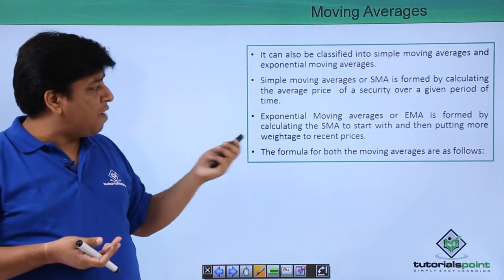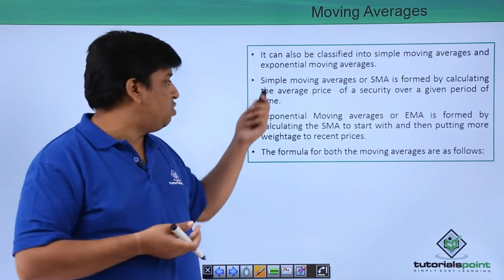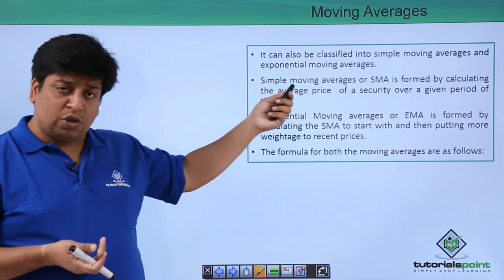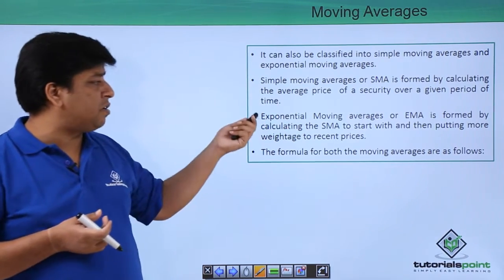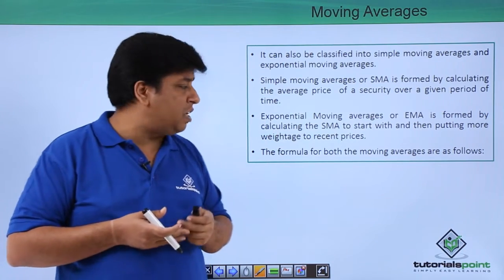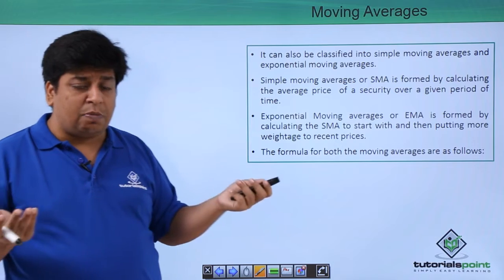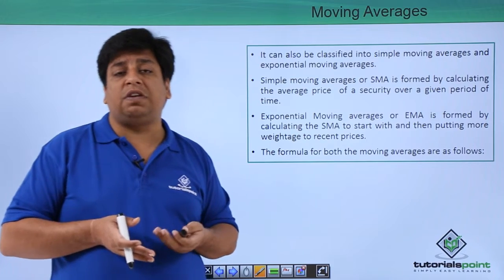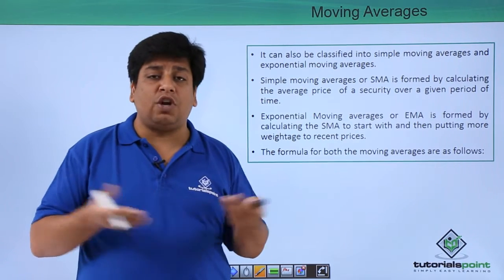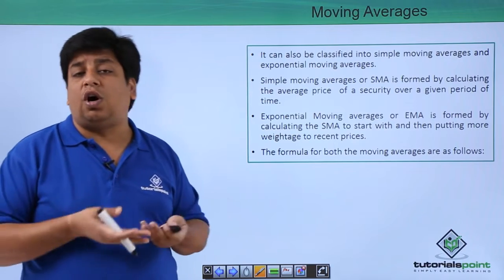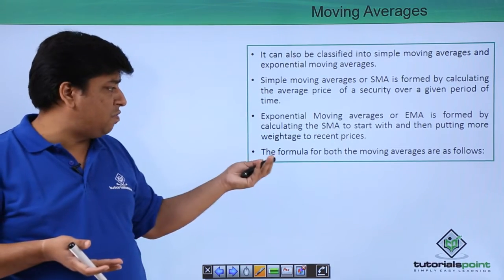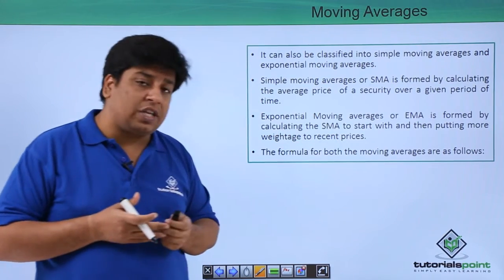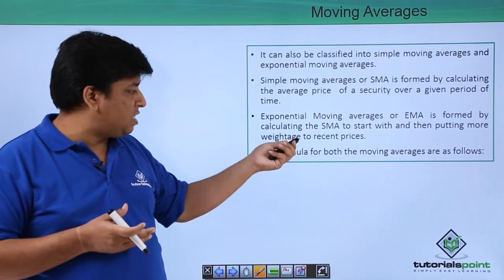Now, this moving average can also be further subdivided into simple moving average or exponential moving average. So simple moving average, also indicated as SMA, is formed by calculating the average price of a security over a given period of time. That's the normal way we calculate the simple moving average. But when it comes to exponential moving average, we are giving more weightage to the current price, and we are not distributing the weightage equally to prices for all the duration, but in exponential we give more weightage to the current prices. Hence, the exponential moving average, or EMA, is formed by calculating the SMA to start with.